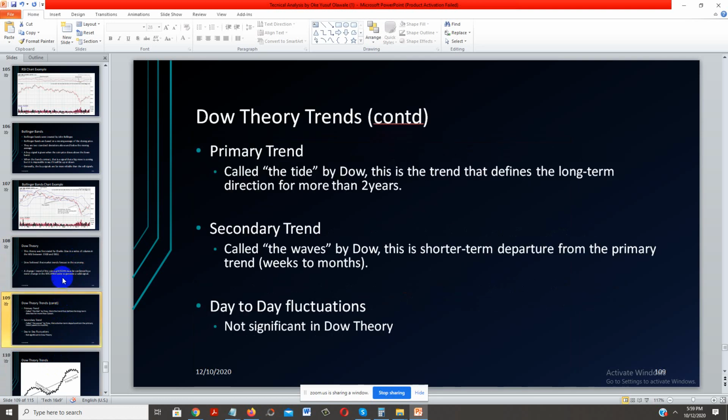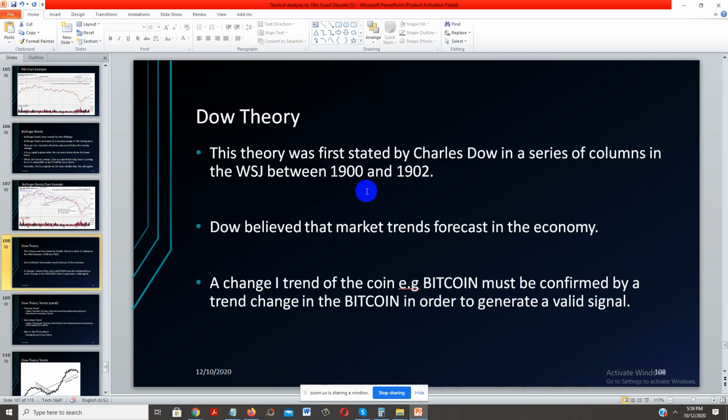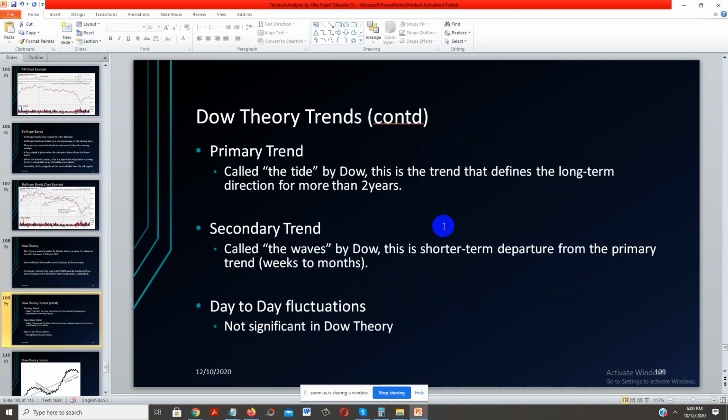Now the Dow theory trend, this particular one, Dow theory. This theory was first stated by Charles Dow in a series of columns. Now Dow believed that market trends forecast the economy. A change in trend of the coin, for example Bitcoin, must be confirmed by a trend change in another in order to generate a valid signal. Primary trends, called the tide by Dow, is the trend that defines the long-term direction for more than 2 years.